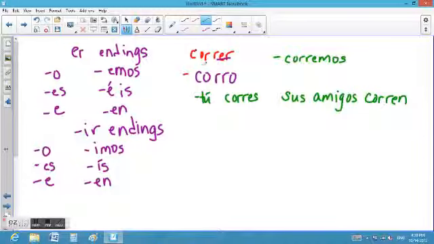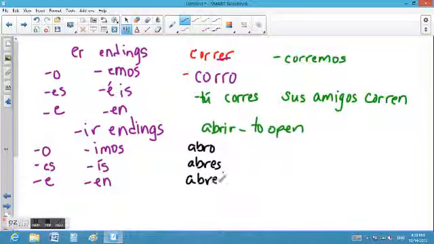So, for example, here we could go with abrir, which means to open. And again, we would have our 6 forms. I would start off with our yo form and say, yo abro, tú abres, él, ella, usted abre, nosotros abrimos, vosotros abrís, ellos, ellas, and ustedes abren.